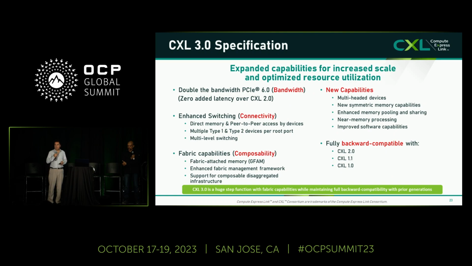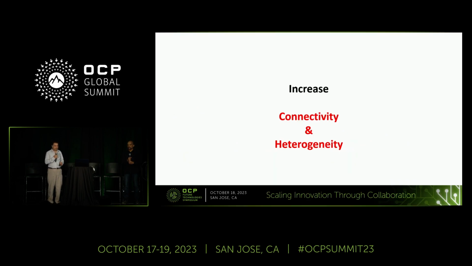New capabilities were enabled then through memory pooling, memory sharing, and better security. All of those are still backward compatible. So if you're building a device today, it can be a 3.0 device, and you pick and choose which features you'd like to implement. And again, the idea is we need to have a mechanism to introduce heterogeneity in the data center.